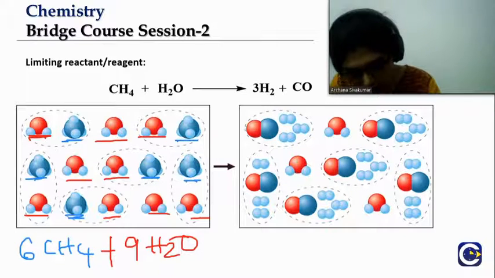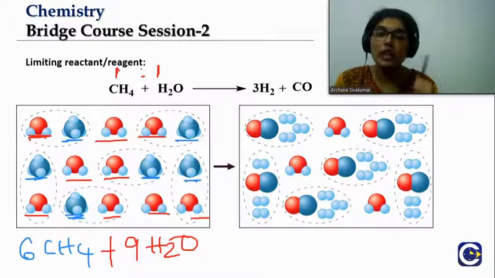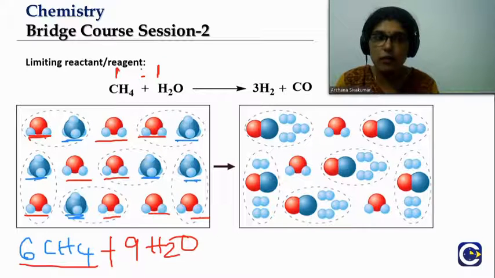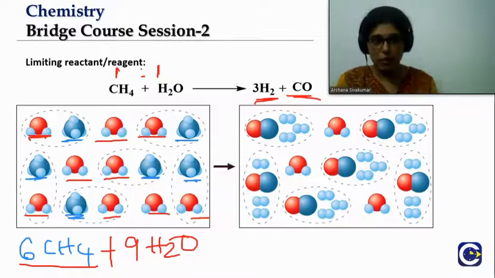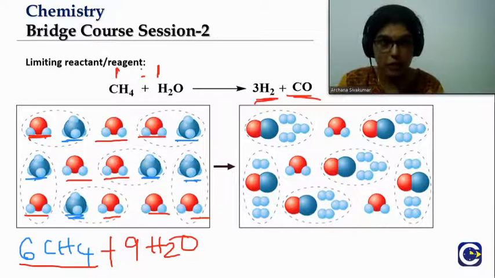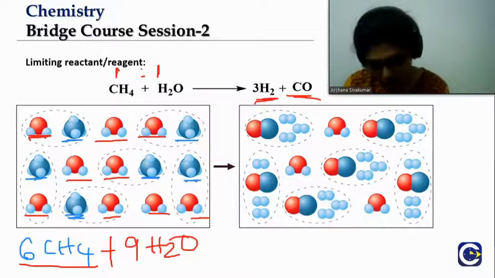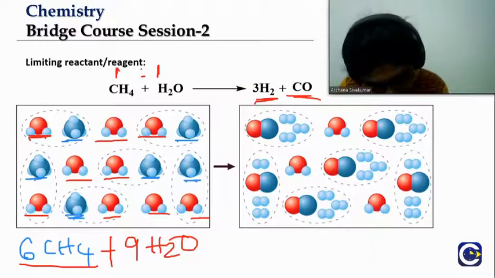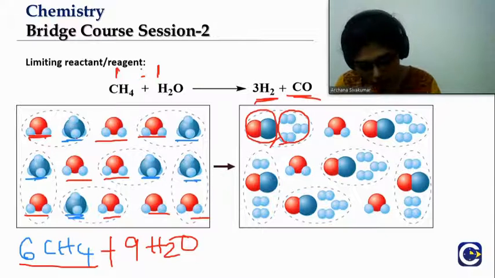Now according to the standard, the ratio of reaction is 1:1. One methane molecule will react with only one water molecule. One methane with one water will give rise to 3 hydrogen gases and 1 carbon monoxide. So there are 6 methane molecules and 9 water molecules. What reaction will happen? Whichever is the closest water to a methane will react and give 3 hydrogen gas and 1 carbon monoxide.